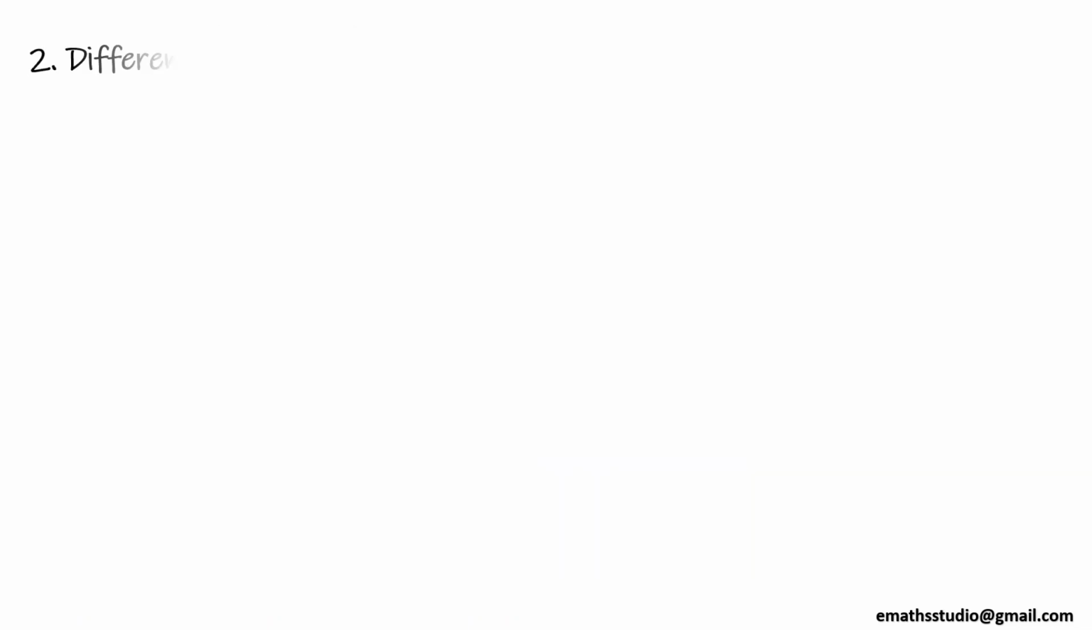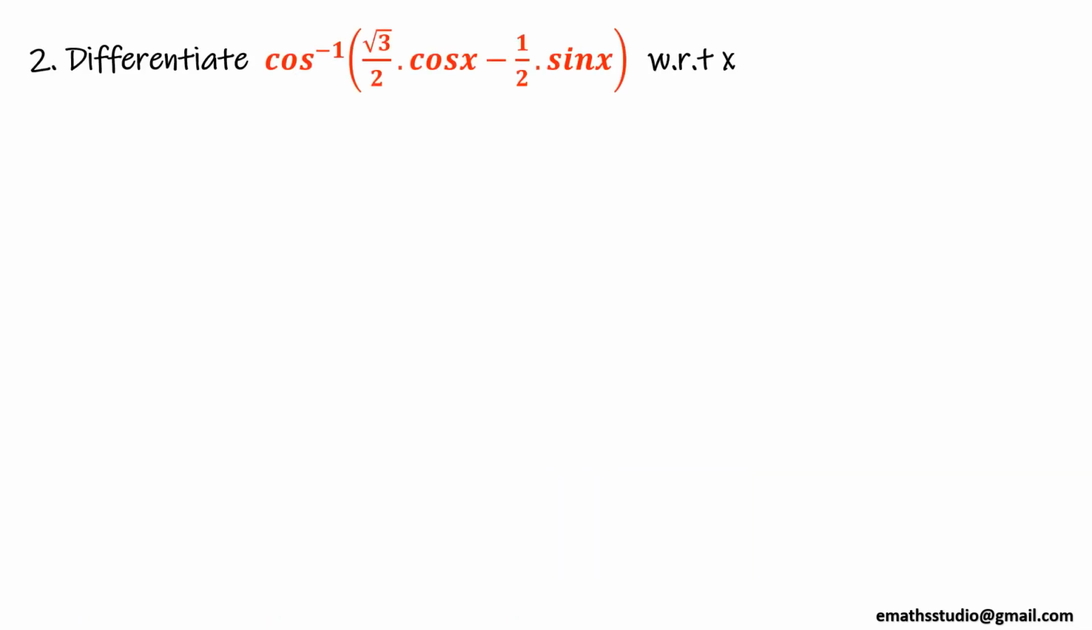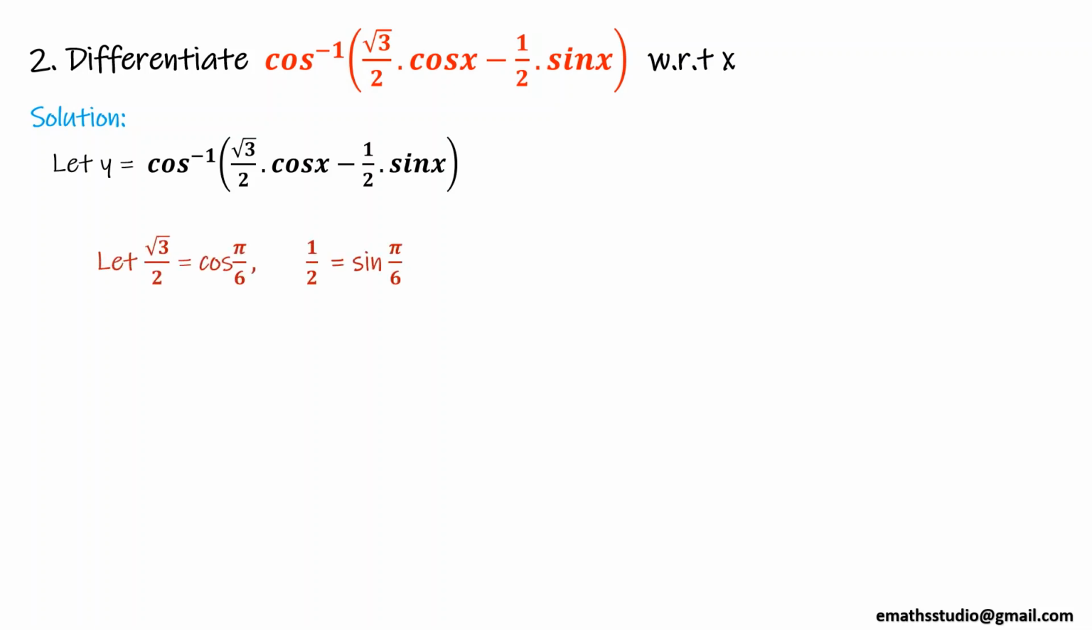Next one is: differentiate cos inverse of root 3 by 2 cos x minus 1 by 2 sin x with respect to x. So again I am assuming y to be cos inverse of root 3 by 2 cos x minus 1 by 2 sin x. Now root 3 by 2 I am replacing by cos pi by 6 and 1 by 2 I am replacing by sin pi by 6. So this becomes y is equal to cos inverse of cos pi by 6 cos x minus sin pi by 6 sin x.